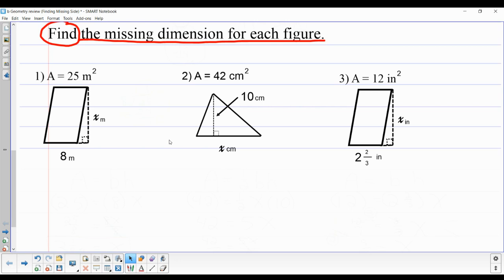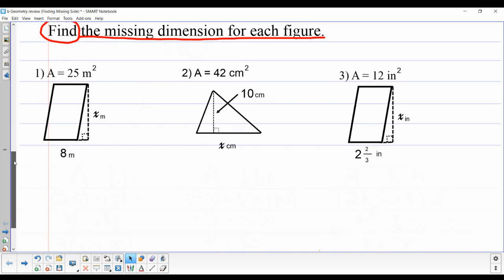Hello, welcome to finding the missing dimension when given the area of a two-dimensional figure. In these problems, we are going to follow 3 simple steps to find the missing dimension. In problem number 1, we have an area of 25, we have a base of 8, we do not know the height. So we're going to solve these problems by using the same 3 steps we use whenever we have a formula.